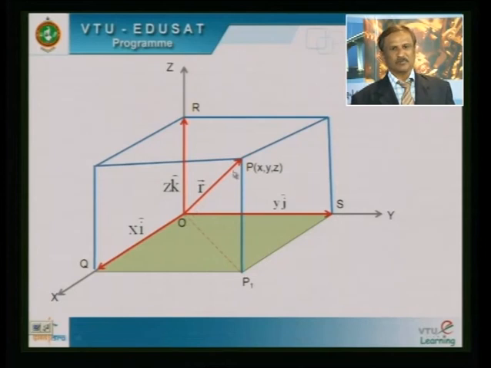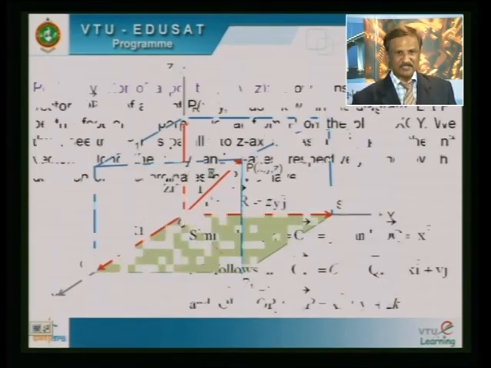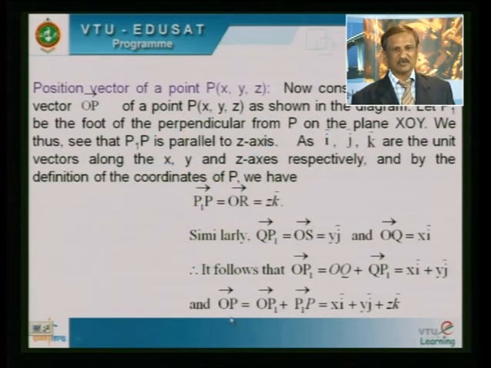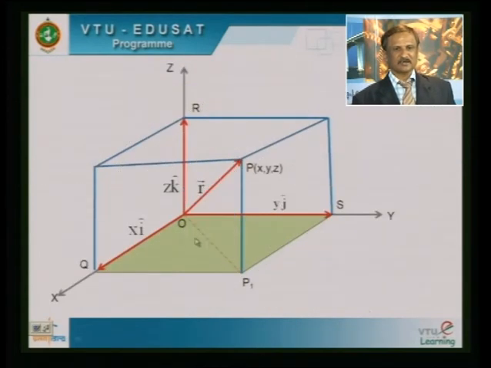So OP is equal to... how do you calculate it? Once again, you can use the triangle law. OP is equal to OP1 plus P1P. Is it clear? You want to calculate OP1 plus PP1. Just now we have calculated the value of OP1.